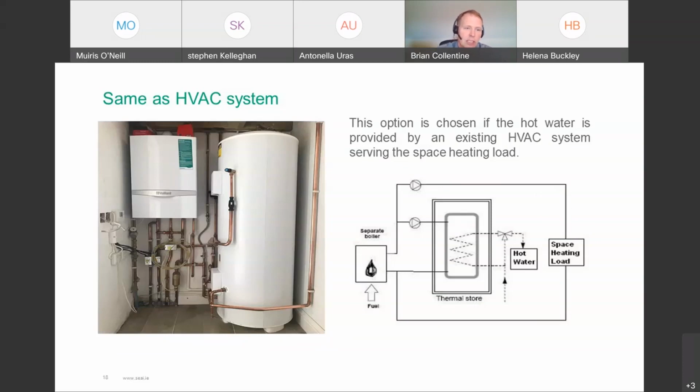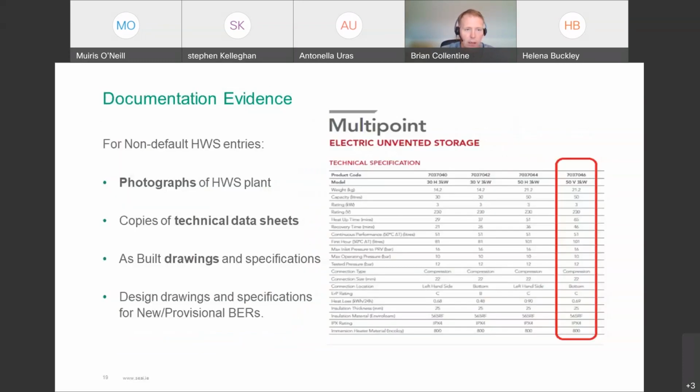Then lastly, there's same as HVAC system. We would have all come across this option. This option is chosen when the hot water is provided by the existing HVAC system serving the space heating load. So here we have a boiler system doing a space heating load, and that also does the hot water. So same as HVAC just really saves us entering the detail again, and it will take the information you've selected for the HVAC system. So fairly straightforward in that event.